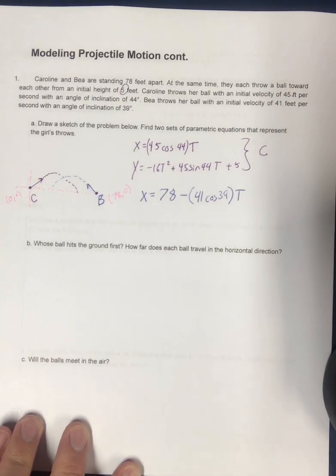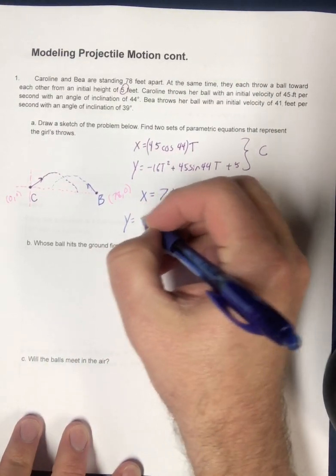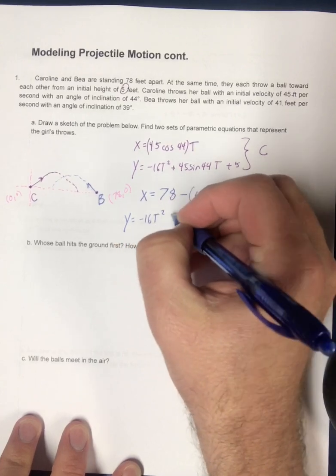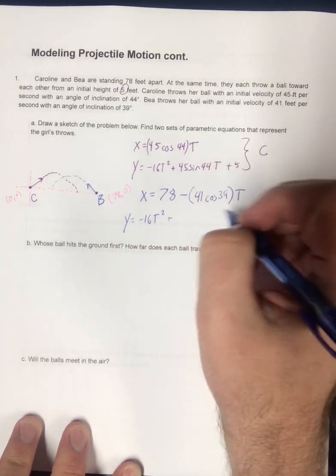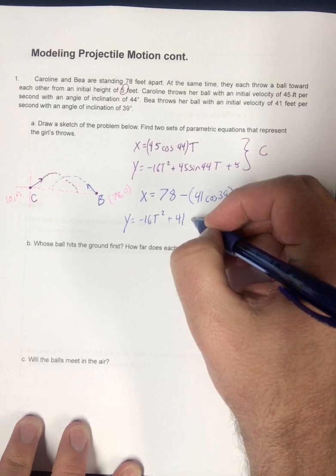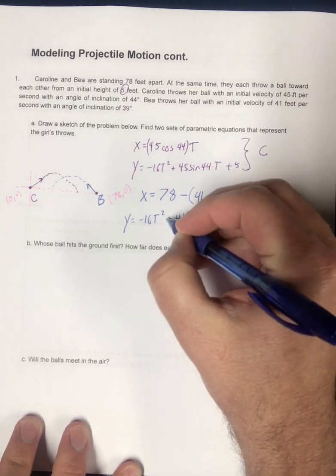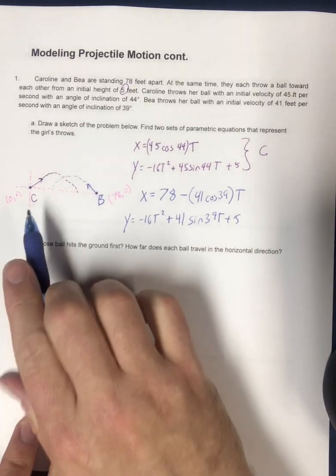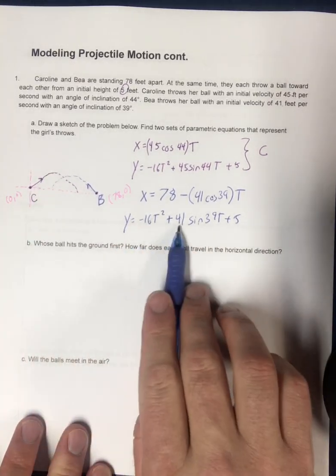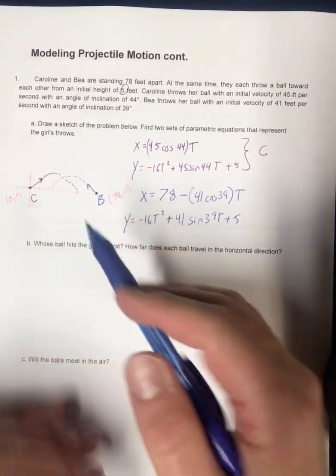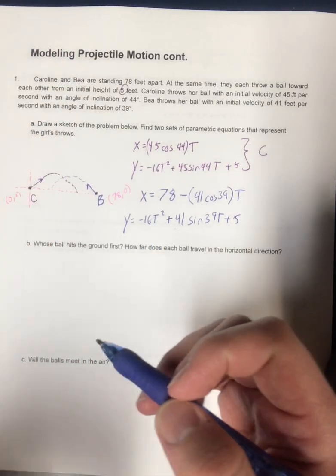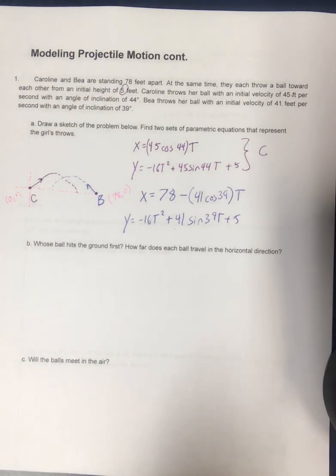For the y component, negative 16t squared plus 41 sine 39t plus 5. So the vertical one does not change signs because both balls are going up in the air. So the height is increasing, so there's no need to change that.